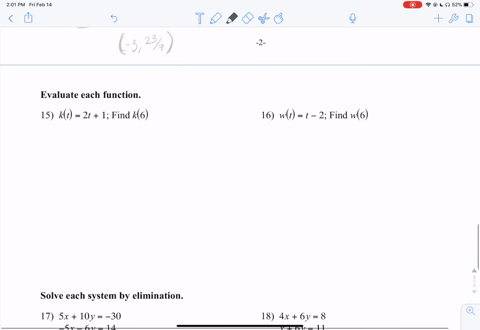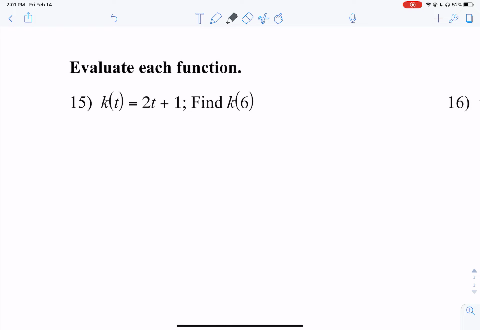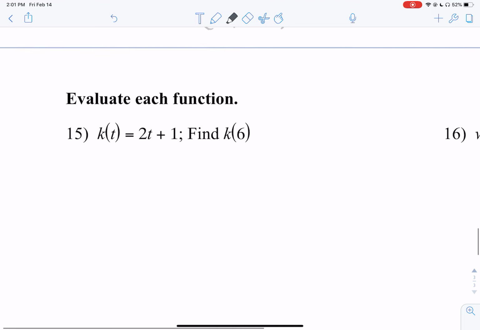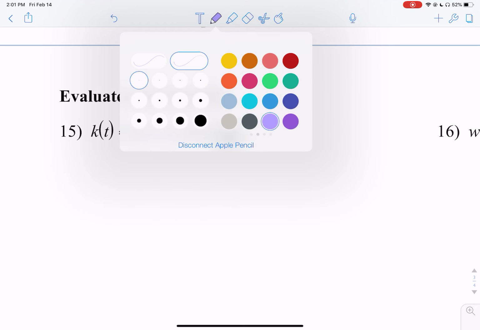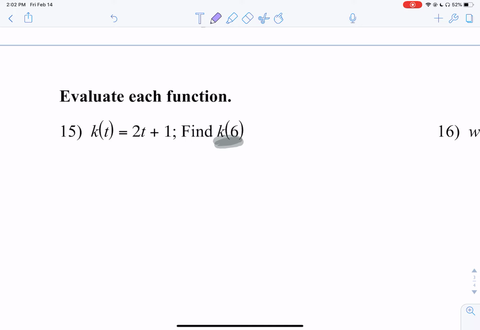Now, moving on to the back, numbers 15 and 16 are probably going to be the easiest ones other than numbers 1, 2, and the inequalities, numbers 9 and 10. These are going to be simple because all we're doing right here is that this notation means that we are going to substitute in this case the t value with 6. So k of 6 means that we're going to get 2, multiply it with 6, and add 1. Well, this is 12 plus 1, so the answer is 13.